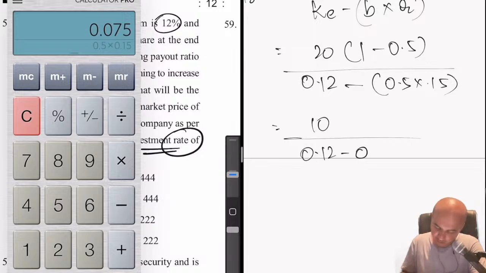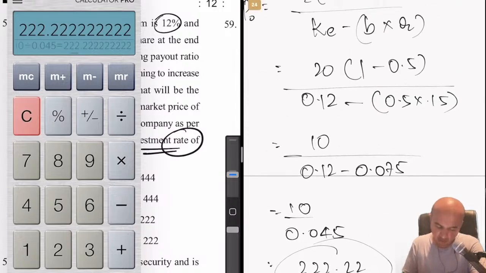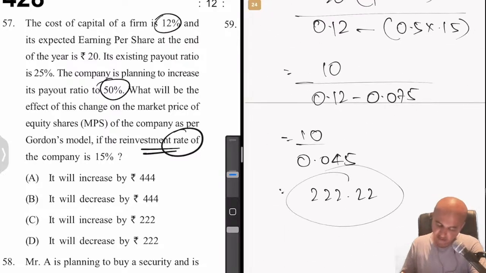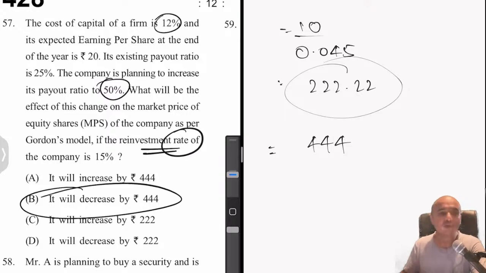So this will be 0.12 minus 0.075, so 10 divided by 0.045. Okay. So 10 divided by 0.045 will be 222.22. So this will be the new price. Old price was how much? 666. 666 minus 222. So the price is actually coming down in case you retain less and pay out more. By how much? By 444. So it will decrease by 444 rupees.